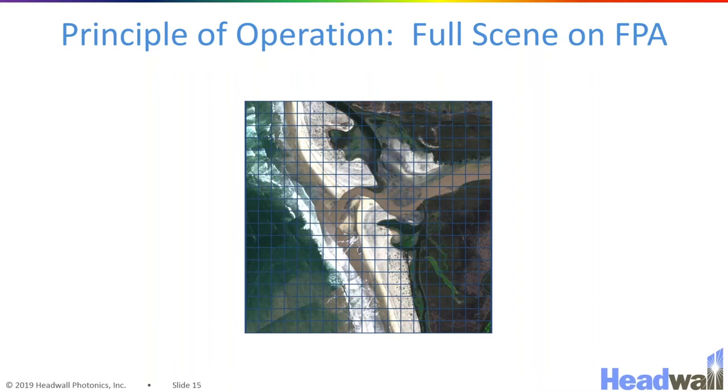The most familiar way of thinking about this is to take a single two-dimensional snapshot where the full scene is divided into the amount of spatial pixels on your focal plane array. And then this scene is reprojected onto your camera. It saves it as a digital image where you have a different intensity value for each pixel in the scene.